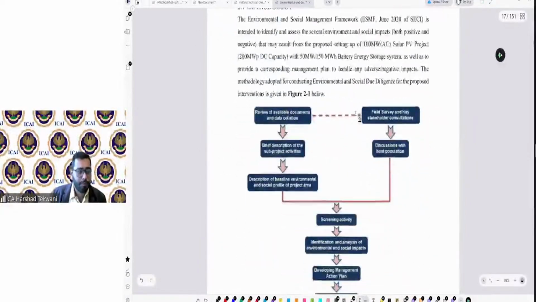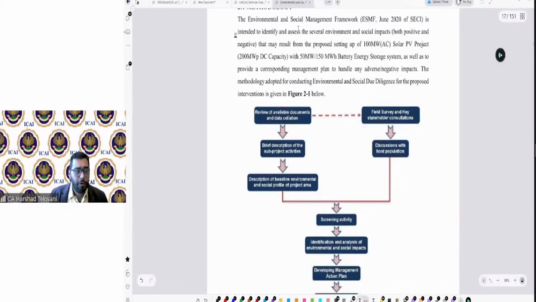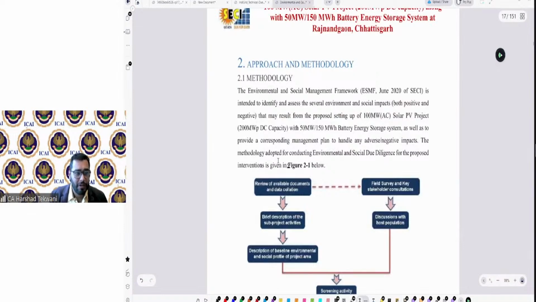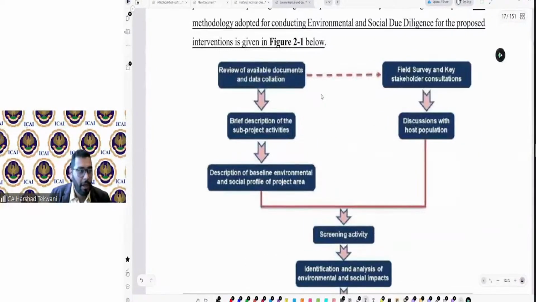see, approach. So this is how this is being performed. If you see the approach for the due diligence, okay, the methodology adopted for conducting environmental and social due diligence for the proposed intervention is given in this figure. This is 2.1, where they have conducted the social and environmental due diligence. So what they will do is they will review the available documents. Okay, review the available documents and data collection.